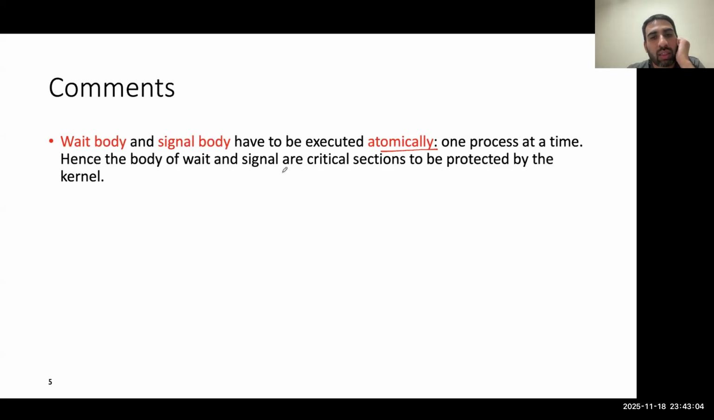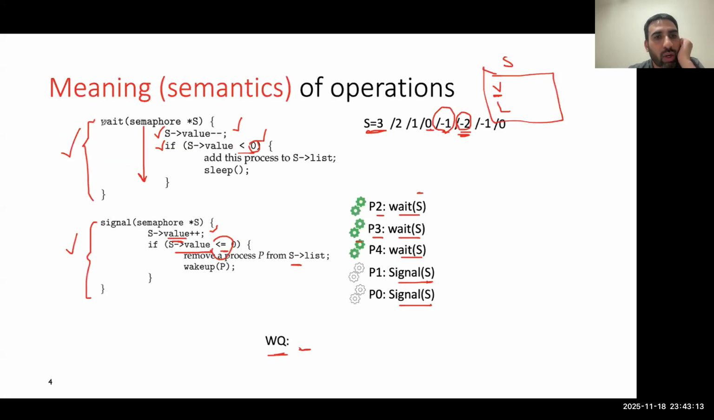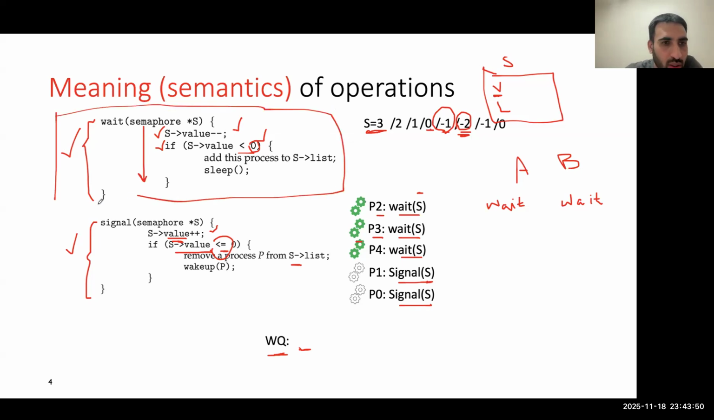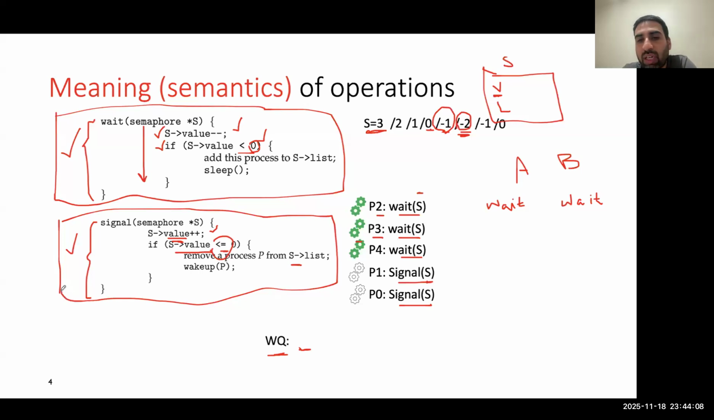Which means that the signal and the wait operations are treated as a critical section to be protected by the kernel. Let's say you have process A and process B, and both want to execute wait. As we said, wait and signal both need to be atomic, but let's say both A and B want to execute wait at the same time. To guarantee that only one of them can execute wait at a time, we need to treat the code implementing the wait as a critical section. Only one process can enter into this critical section, either A or B. Similarly, we don't want two processes to execute the signal operation at the same time, so the code implementing the signal should also be implemented as a critical section.